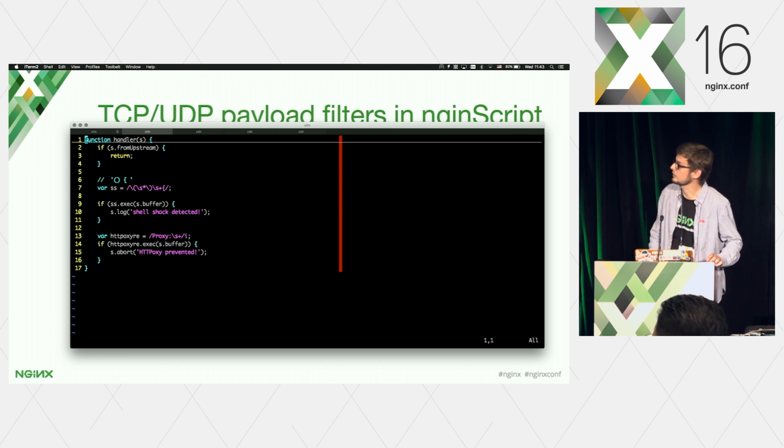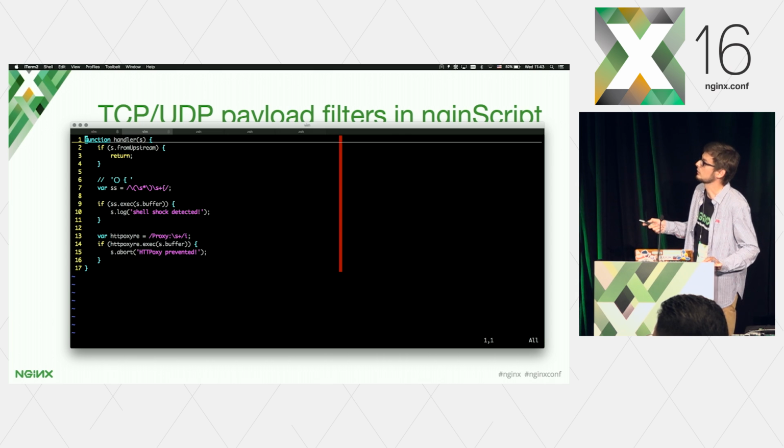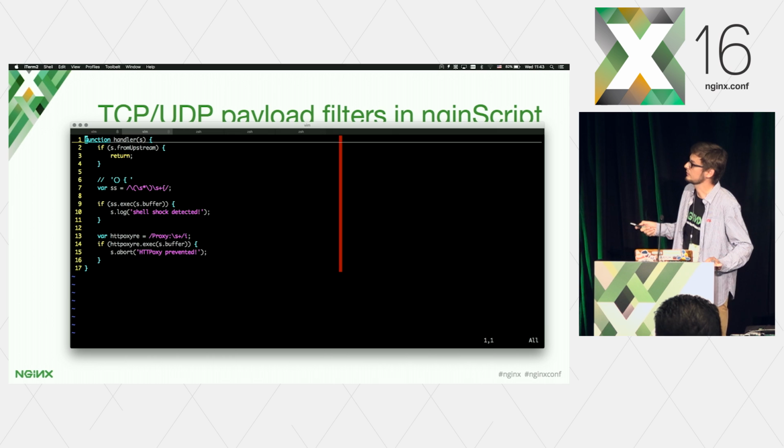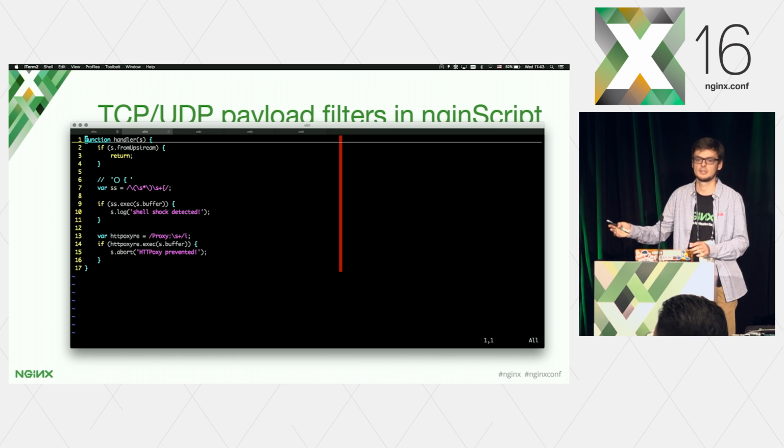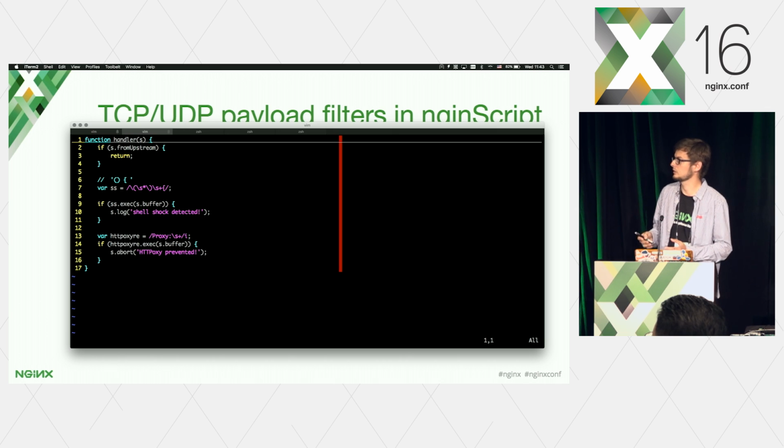So the JavaScript code is quite simple, and here I am defining the function, the handler. It will be passed a session object as well. In the second line, I'm checking if that buffer comes from the backend side. So in nginScript, on each buffer, that function will be called, both on the data that comes from the client and the data that comes from the backend. So you can use the same function in both directions.